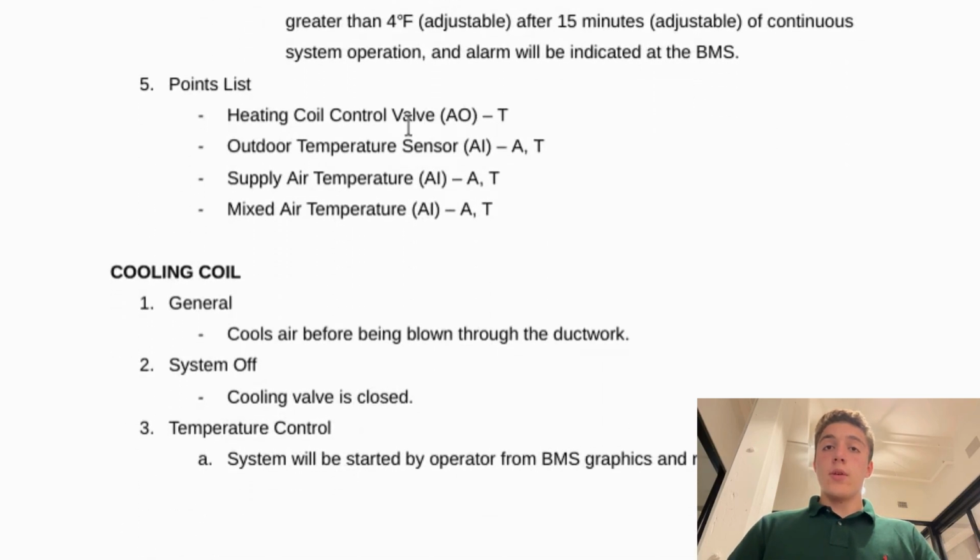Next, for the points list, we have some heating coil control valve, which is an analog output, again, because it's a valve. We have an outdoor temperature sensor, we have a supply air temperature sensor, and a mixed air temperature sensor, which are all analog inputs. These will all be linked to alarms and histories.